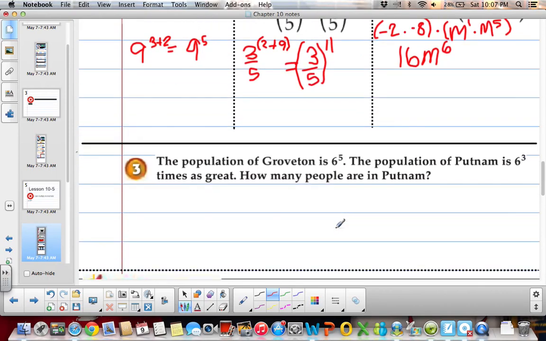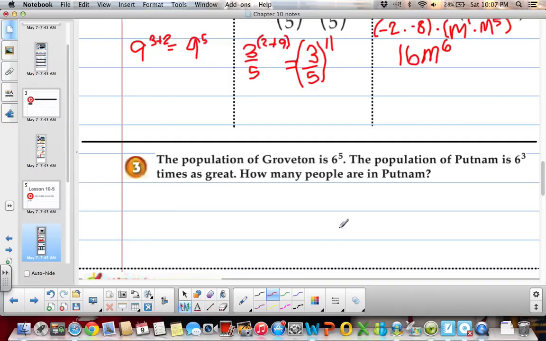The population of Grovetown is 6 to the 5th. The population of Putnam is 6 to the 3rd times as great. How many people are in Putnam? So we would take 6 to the 5th times 6 to the 3rd. We would add 5 plus 3 together because our bases are the same, which is 6. So we have 6 to the 8th.